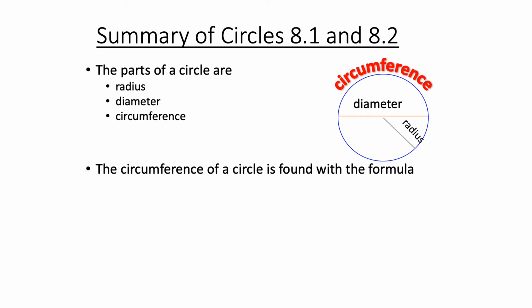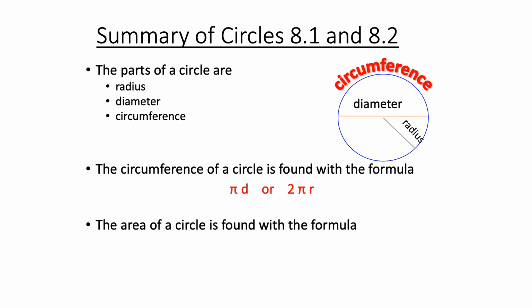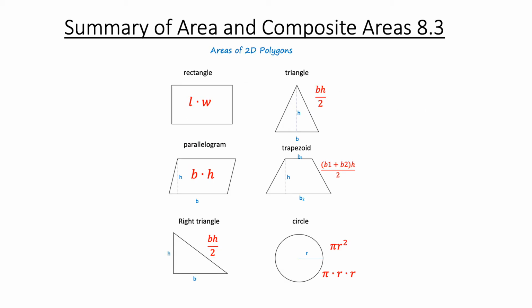We find the circumference with the formula circumference equals pi d, or 2 times pi times r, 2 pi r. We also learned about the area of the circle, and it's found with the formula pi r squared, or pi times r times r.